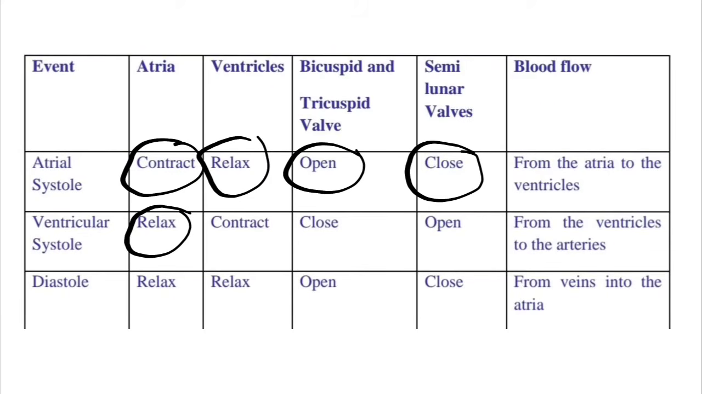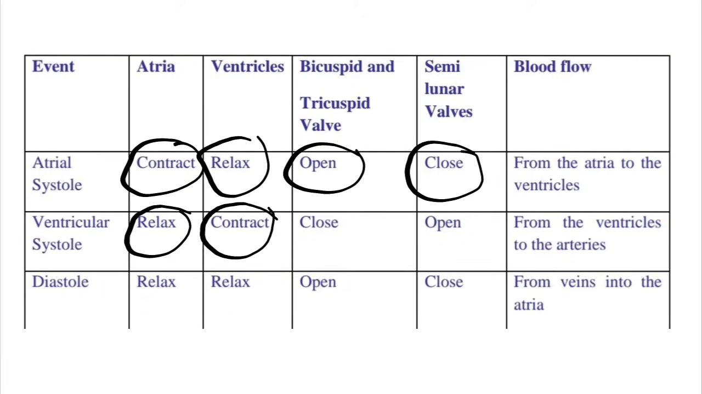Since they are empty, they have to receive blood coming from all parts of the body and from the lungs. So the atria will now start receiving blood. As the atria are receiving blood, their walls are going to do what? They are going to relax. That is why we're saying that the atria here relax. While the ventricles are going to do what? Contract, because the ventricles are now pumping blood.